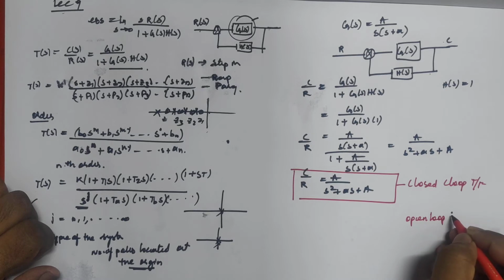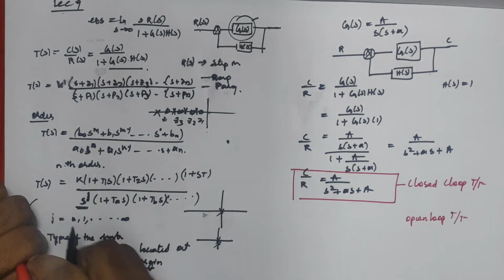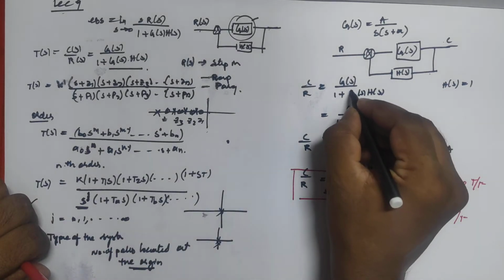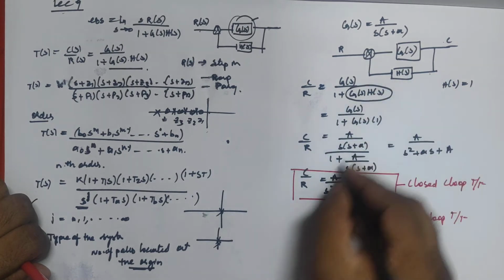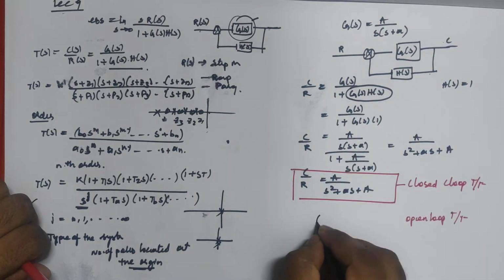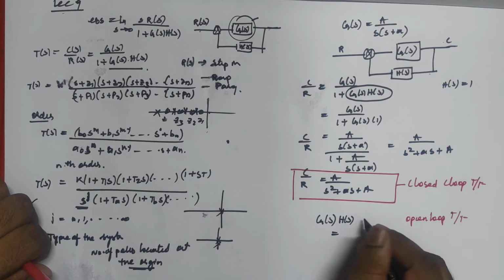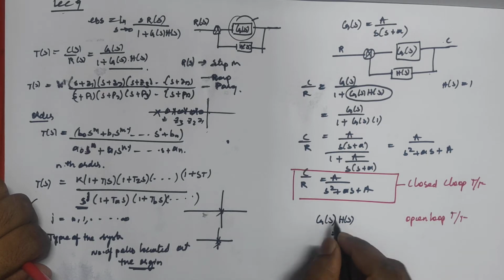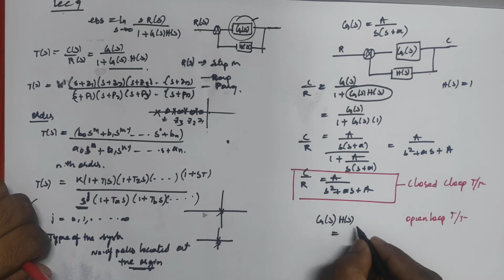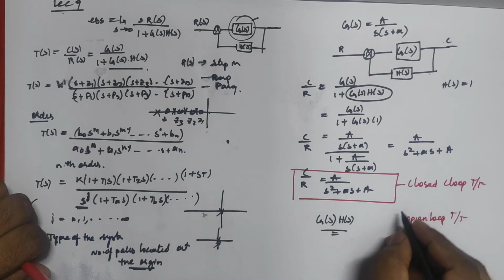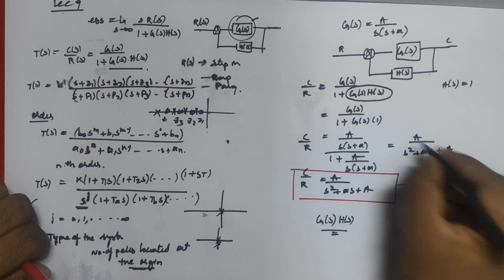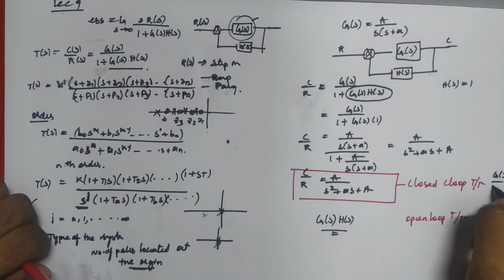So what does open loop transfer function mean? So this is the open loop transfer function. That is G(s), if you're having any loop; now feedback is 1, so it is H(s). So G(s) and H(s) is called the open loop transfer function, and the closed loop transfer function is this one: G(s) by 1 plus G(s)H(s).